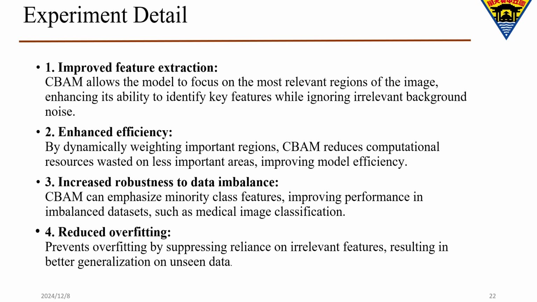So first, we have improved the feature extraction. The CBAM allows the model to focus on the most important parts of the images and identify the key features. And then the four benefits of it: enhance efficiency, increase robustness to data imbalances, and reduce overfitting. We can do these four things because we identified the key features. We let the model know about the spatiality of the images.